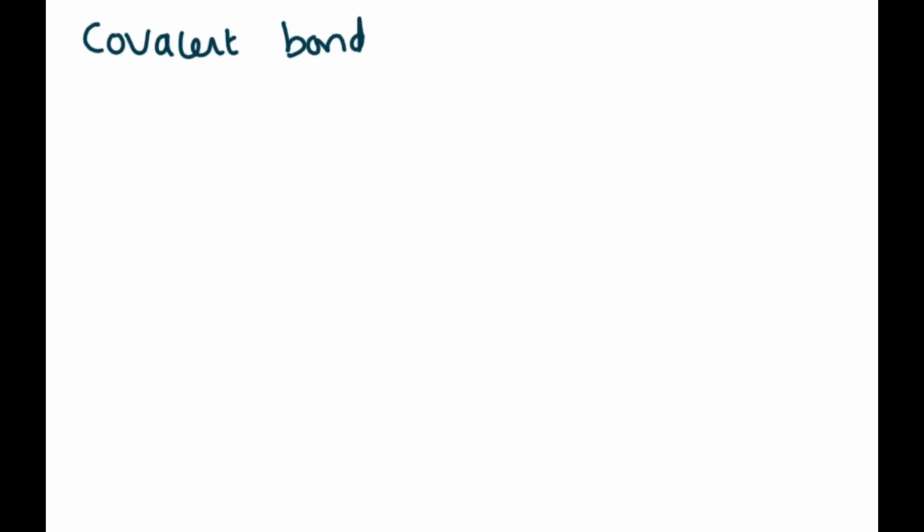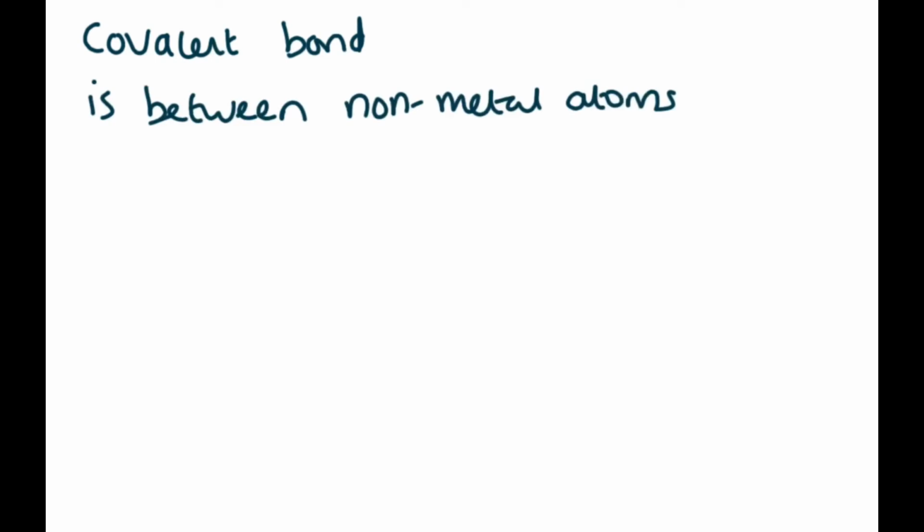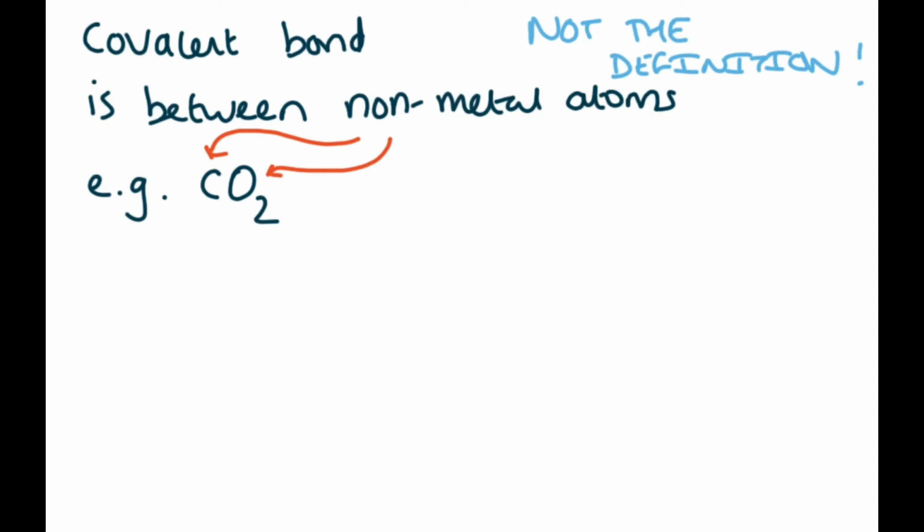Okay, the last bond is a covalent bond. And a covalent bond is between non-metal atoms. And that is not the definition. That's just how you recognize it. So for example, carbon dioxide. Carbon is a non-metal, and oxygen is a non-metal as well. So there's the structural formula of carbon dioxide. There is a covalent bond, a double covalent bond.